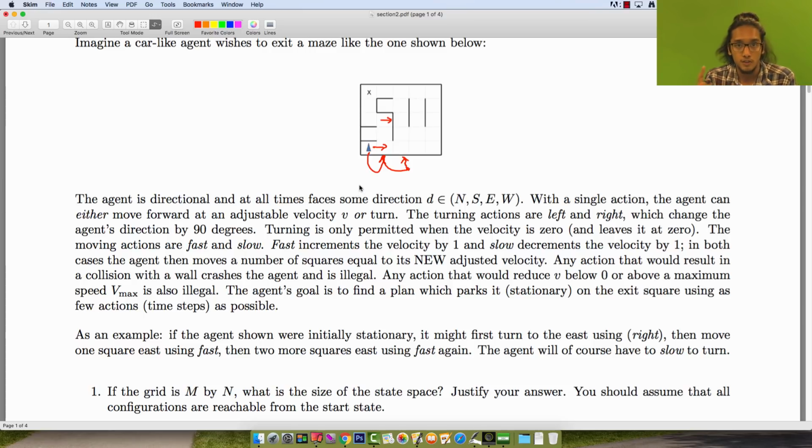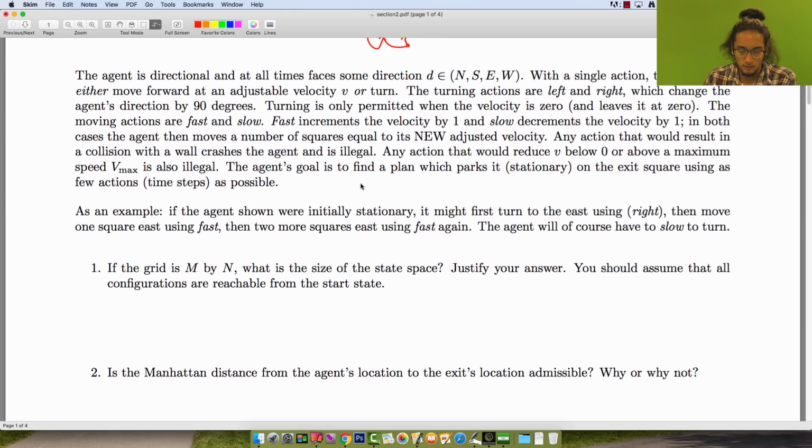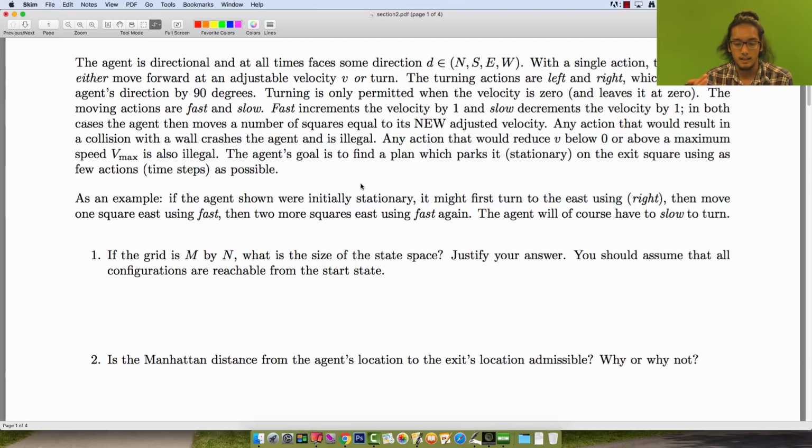Also, there's one more thing which you have to keep track of, which is your orientation, right? Because depending on what way you're oriented, the actions you can take will change, right? So how do we write that in the form of an actual state space size? Well, basically measure what is the range of each of the variables that you have to maintain, right?